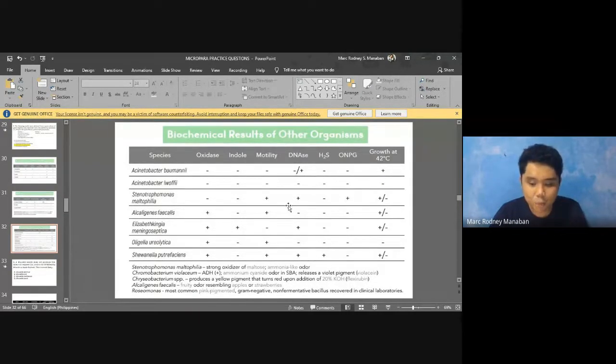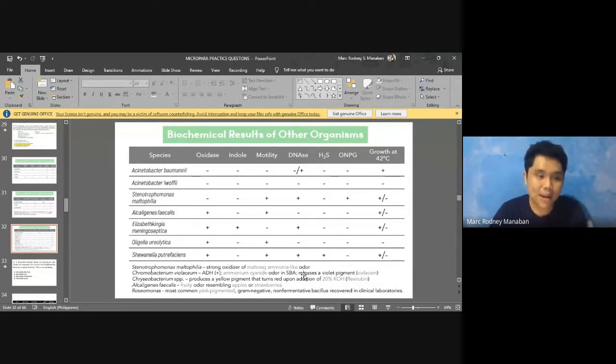Alcaligenes faecalis, motile, alright? You have Shewanella putrefaciens, it's H2S positive. Among the non-fermenters that are H2S positive, that is your Shewanella putrefaciens. Now take note, Stenotrophomonas maltophilia, it's in the name, oxidizer of maltose, and ammonia-like odor.